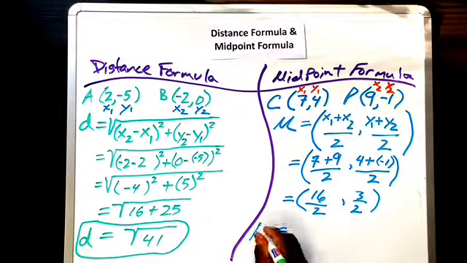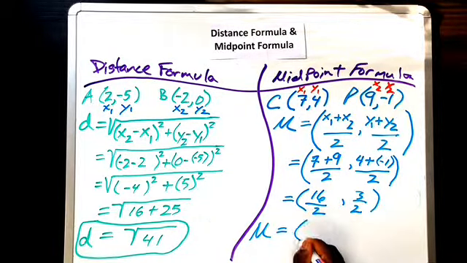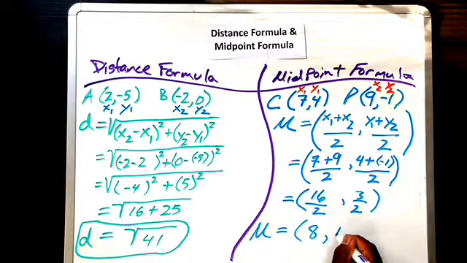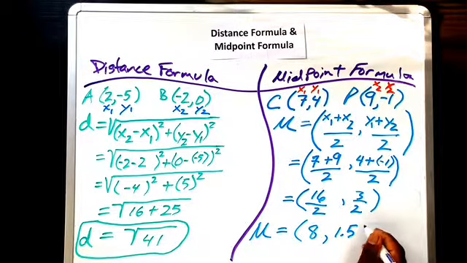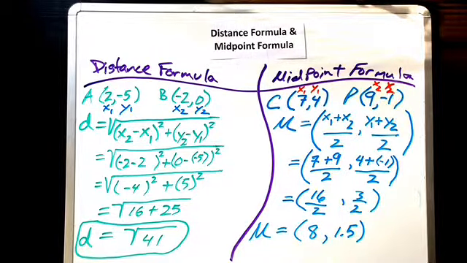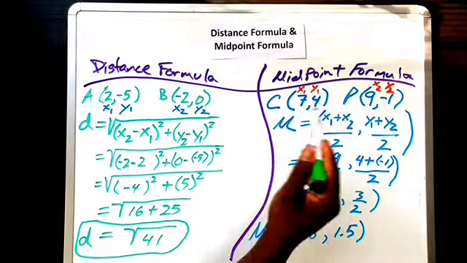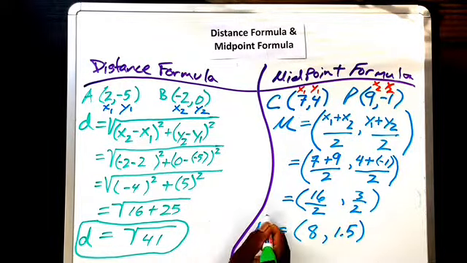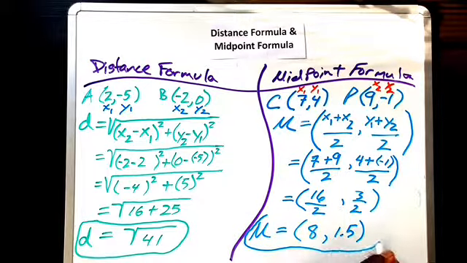So we're in our last step. M equals, the midpoint is 8. 16 divided by 2 is 8. And then 3 divided by 2, of course, we can write that as a decimal. 3 over 2 can be written as 1.5. 1 and 1/2, 1.5. And that is the midpoint. This is the set of coordinates that serves as the midpoint between these 2 points, C and P. And this is our final answer.